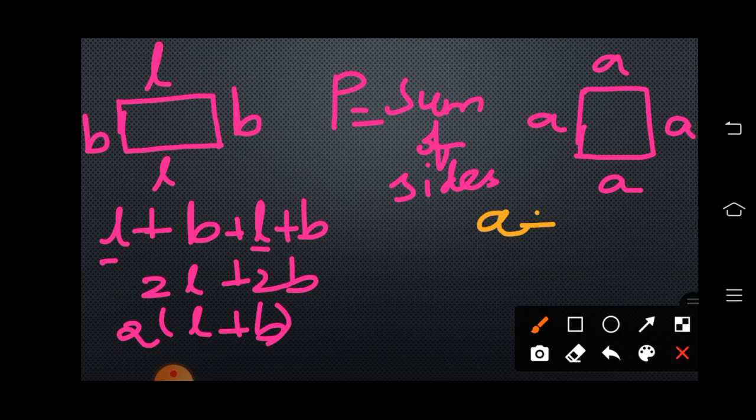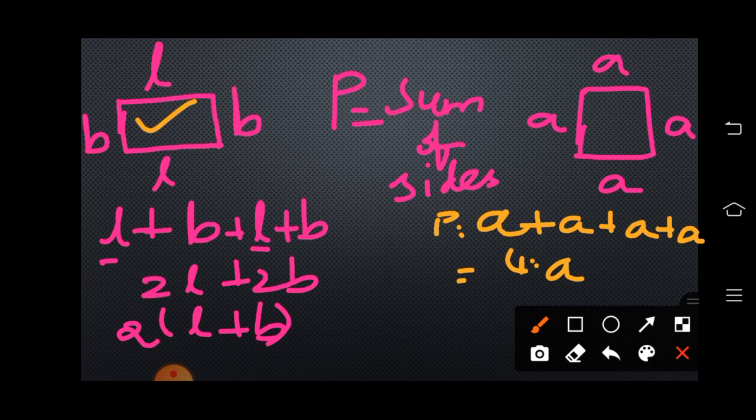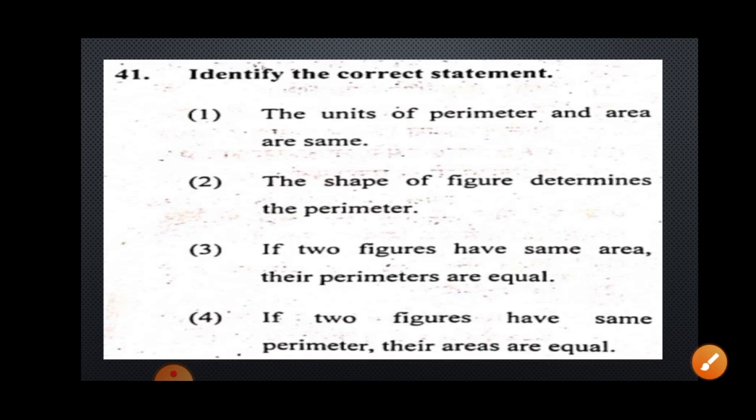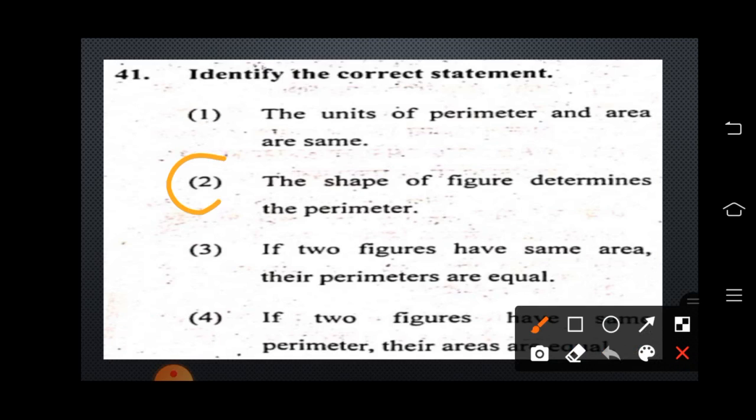A plus A plus A plus A, that is equal to 4A. We know that the perimeter of a square is 4A, and it is obtained by adding the sides. So here the figures are different. For the rectangle the perimeter is 2 into L plus B, and for the square the perimeter is 4A. So the shape of the figure determines the perimeter, and here option 2 is the right one. And we will see the next one.